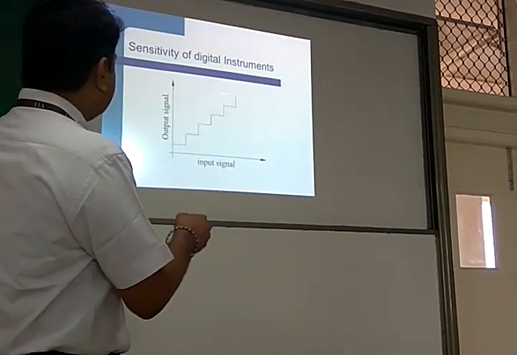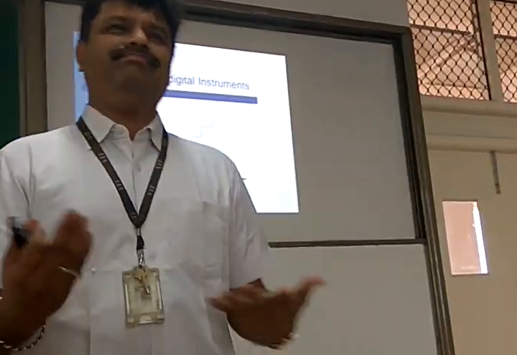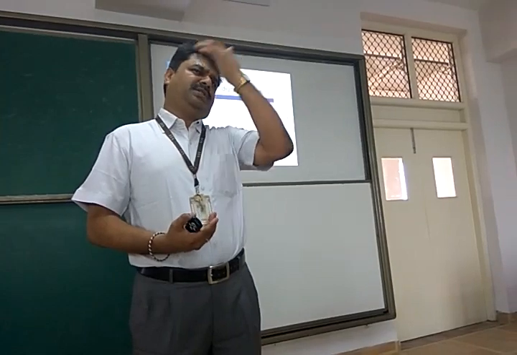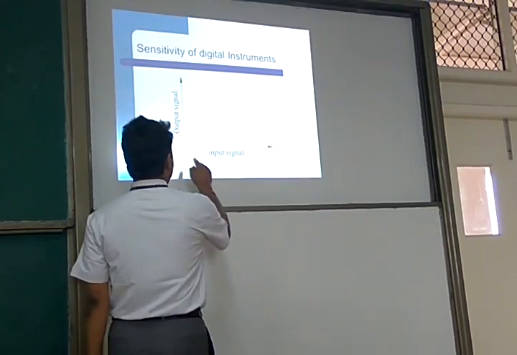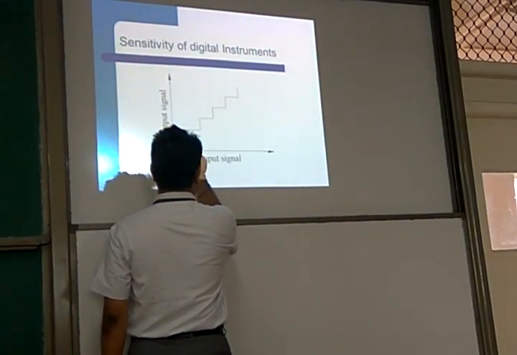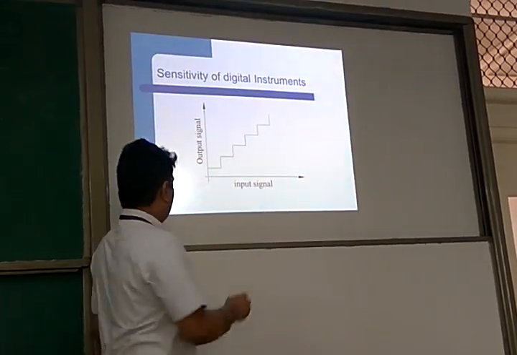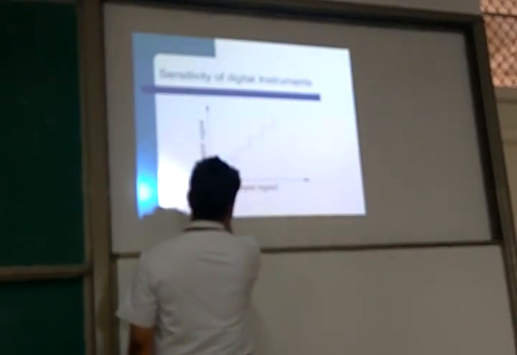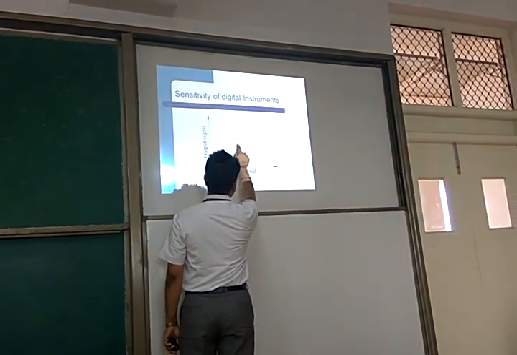For digital instruments, normally we don't talk about sensitivity. We say it is not applicable for digital instruments. Why? The slope of the curve will be like this. You give an input signal, either it will give 1 or 0. Or you keep increasing the input, and up to this point the output doesn't change. Here it is 1, here it is 0, here it is 1, here it is 0.